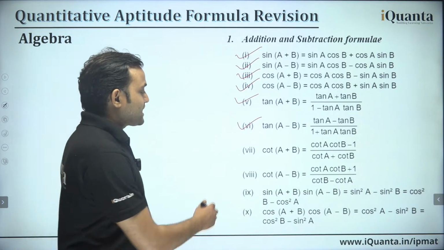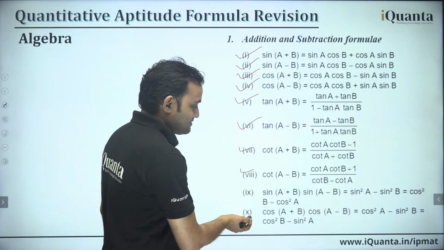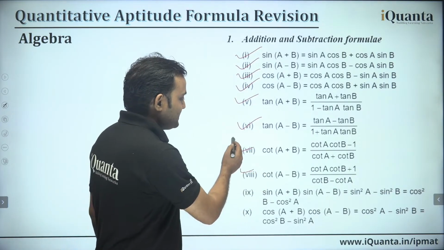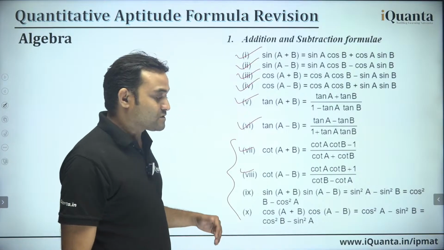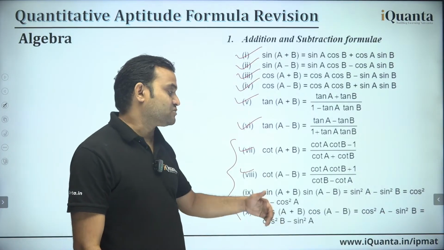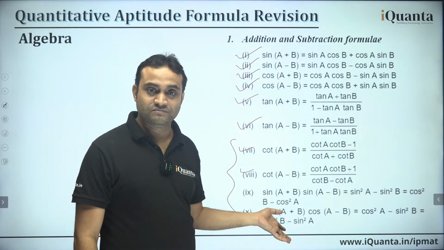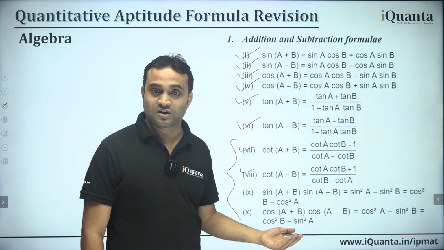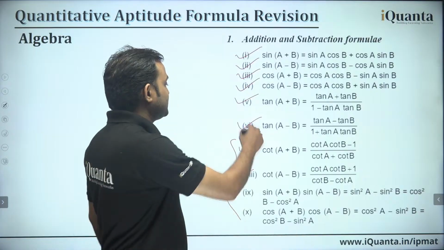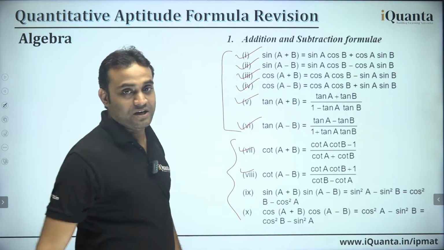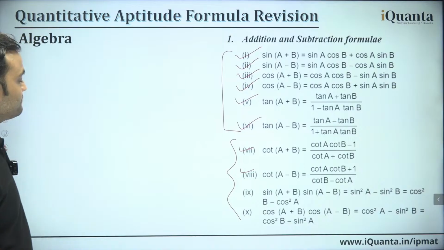Then comes cot A plus B, cot A minus B. These three are not that popular, but eventually sometimes those will be used. So it's better if you see them once and use them while practicing the questions. But these ones are very important.